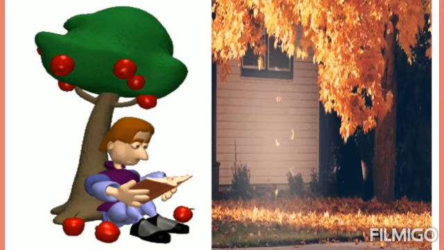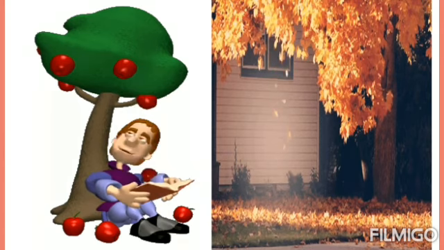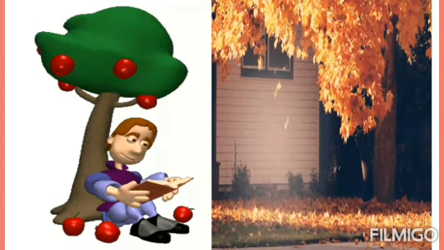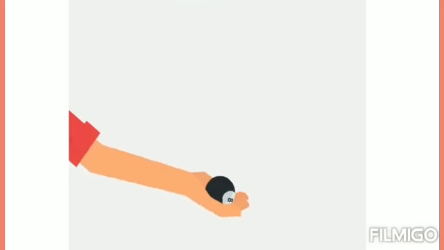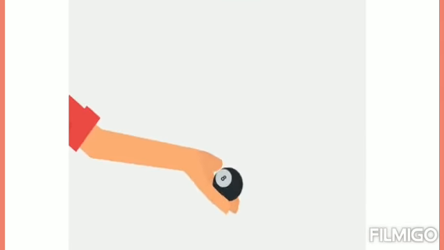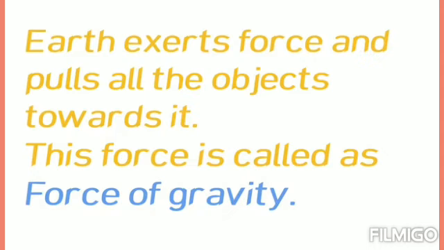You have seen that the fruits and the leaves fall to the ground when they get detached from the plant. Have you ever wondered why it is so? You also know that when you throw a ball upwards, it always falls downwards towards the ground. Did you ever think, why does the ball always fall down to the ground? Why doesn't it fly up in the air? It is because Earth exerts force and pulls all the objects towards it. This force is called the force of gravity.